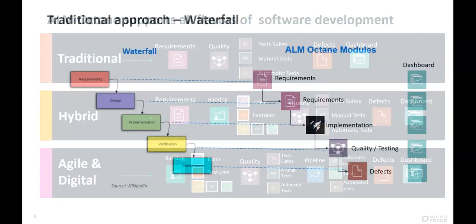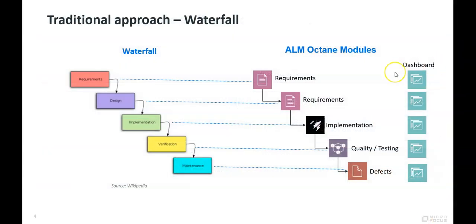So let's take a look now at how a simple mapping would look. Basically you have here the waterfall implementation process on the left hand side, and then you have the Octane modules on the right hand side. This is an example mapping where you can say, okay, the first 3 phases will be more in the requirements module, and then you have the implementation where you write the code.